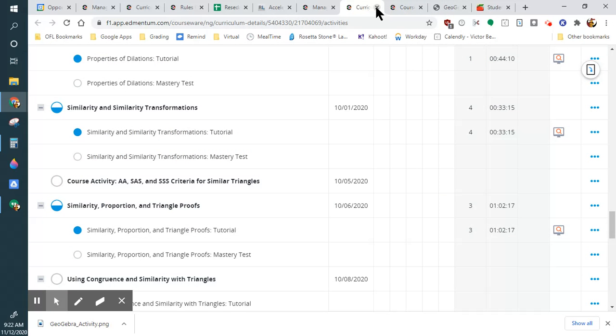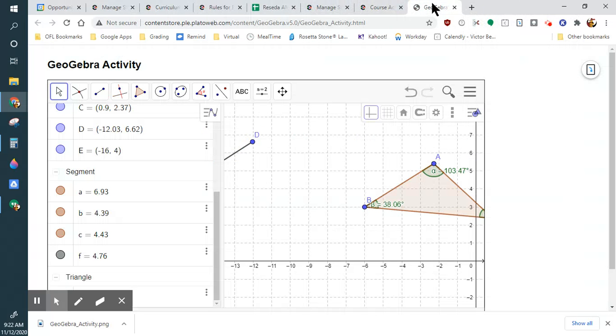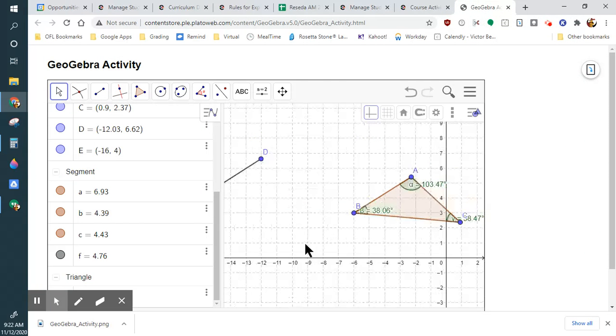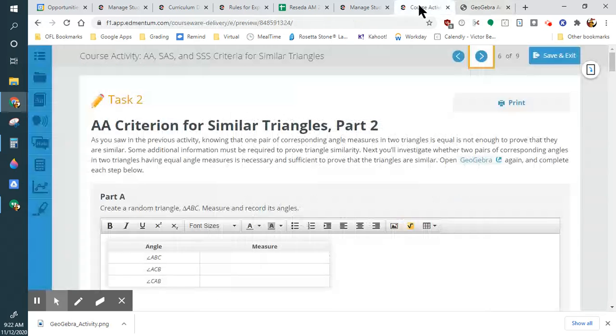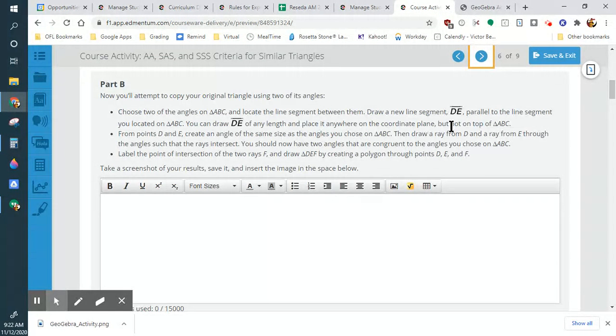Let me close this. I keep going on this and I don't like it. I'll close this too. Okay. So there's our triangle. I think it also wants us to create another. Yep. It wanted us to create another DE parallel to the line segment. It doesn't have to be parallel, just as close to parallel as possible. Otherwise, it would take you forever.